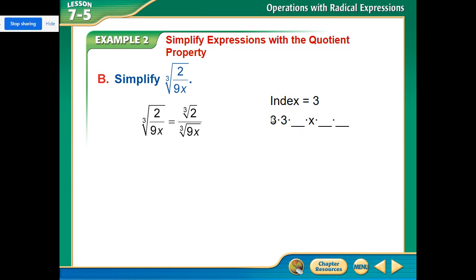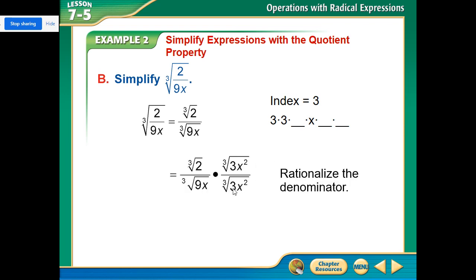If I don't add those, I'm not going to get it perfectly paired up, and that's what I need to have for my index of 3. Because the index is 3, I have to have groups of 3, so I need another 3 and 2 more x's, or x squared. Again, top and bottom, I do them both. Again, it's called rationalization. So I go ahead and multiply those together.